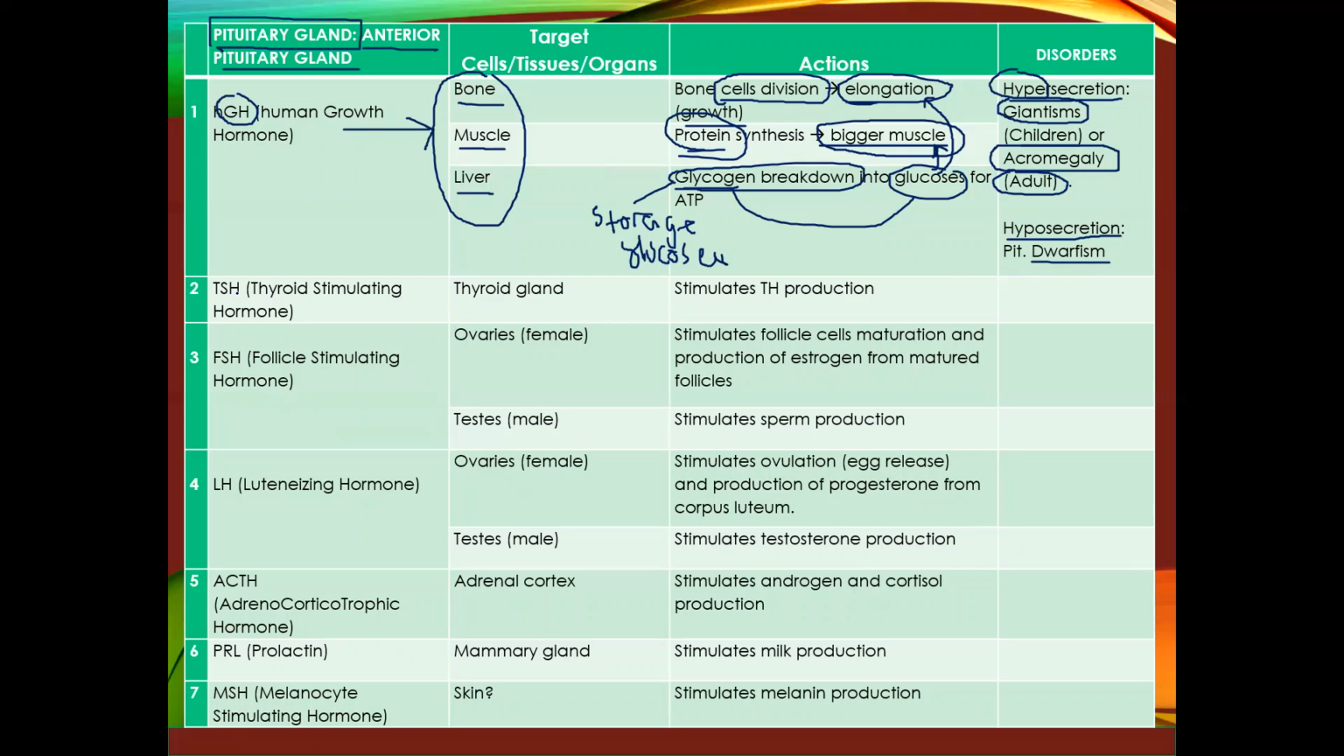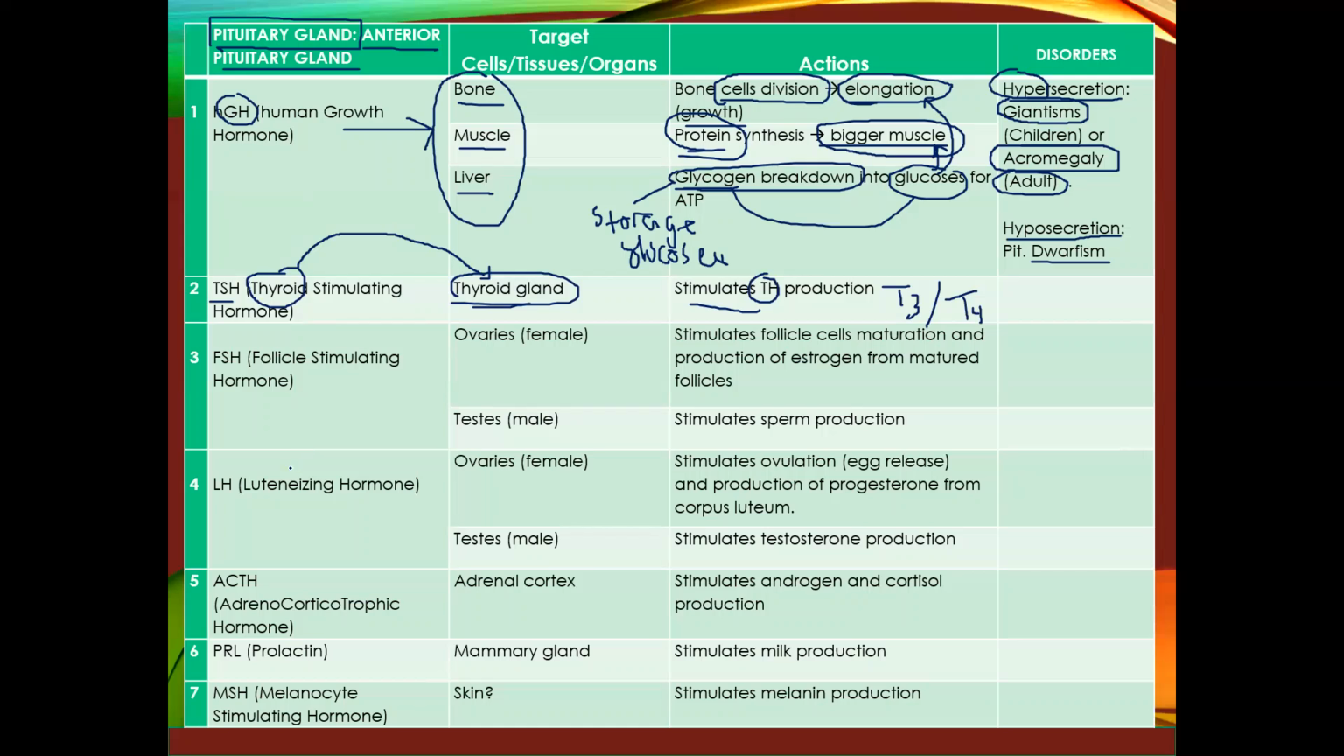The next hormone produced by the anterior pituitary gland is called TSH, Thyroid Stimulating Hormone. And from the name, we should be able to guess what the target is going to be. The target is going to be the thyroid gland. Okay. And then what is the function, the action of the TSH? It will stimulate the thyroid hormone production, the T3 and T4 production from the thyroid gland.